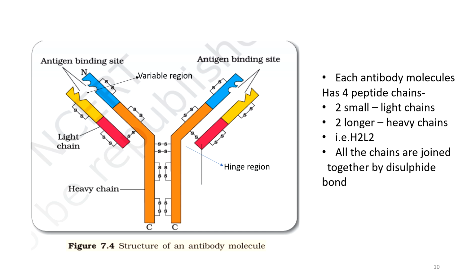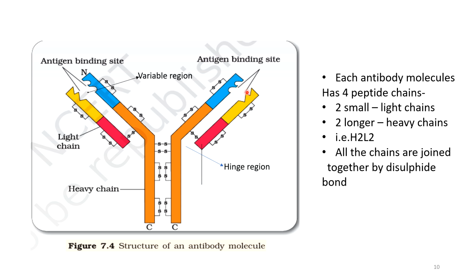Now here you can see the diagram of the structure of an antibody molecule, and this diagram is from the 12th standard NCERT biology book. As we know that antibodies are protein molecules, so obviously they are made up of peptide chains, as peptide chains are present in protein molecules. Here you can see the Y-shaped structure of the antibody molecule. At the tip you can see antigen binding sites.